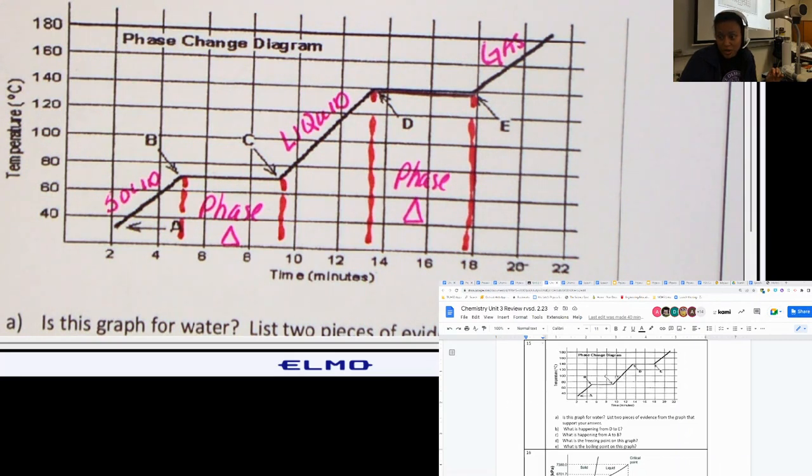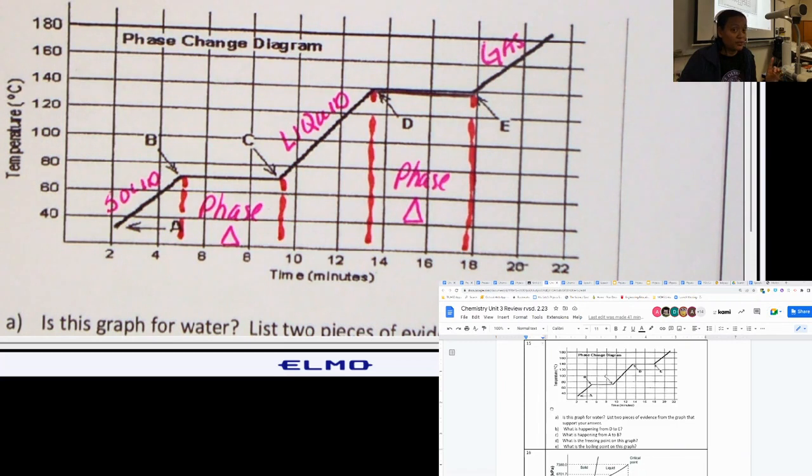So this is the boiling point up here. According to this, the substance boils at 140 degrees. Water boils at what temperature? 100. Water freezes at 0 degrees, but this flat line right here for freezing is at about 70. So based on that, what you're seeing here as far as these numbers, is this graph for water?